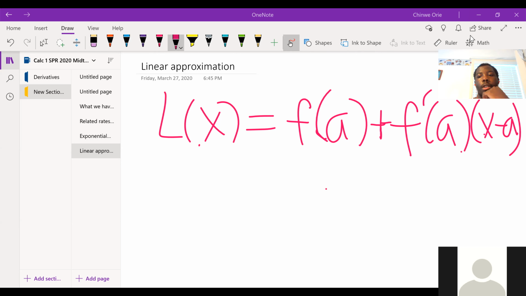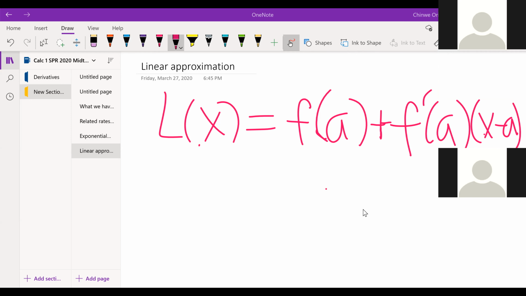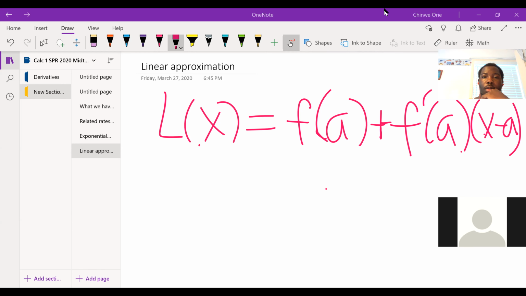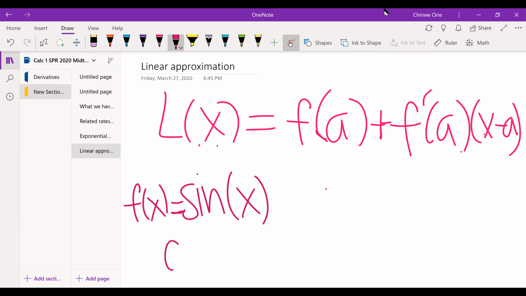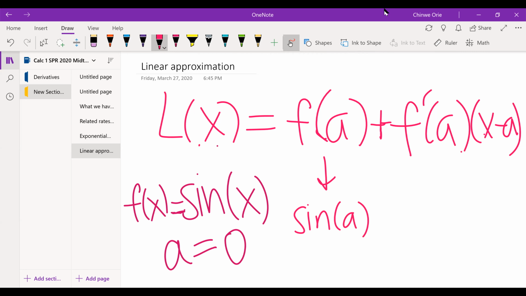Okay. So our function is going to be sine of x, right? That's going to be our function. Sine of x. We're trying to approximate when a is equal to 0. Okay, so it's time to just fill in the blanks. So let's put in the function. This becomes what? Sine of a, right? f of a, sine of a.